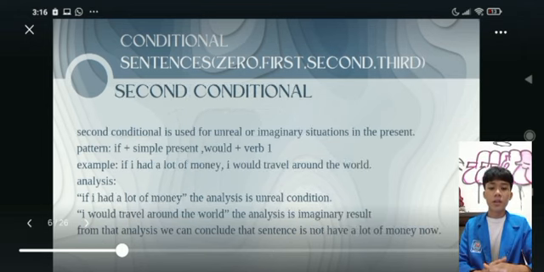The third, second conditional. Second conditional is used for unreal or imaginary situations in the present. The pattern is if plus simple past, would plus verb 1. The example is: if I had a lot of money, I would travel around the world. The analysis is: if I had a lot of money, it means an unreal condition, and I would travel around the world means an imaginary result. And from that analysis, we can conclude that the speaker does not have a lot of money now.